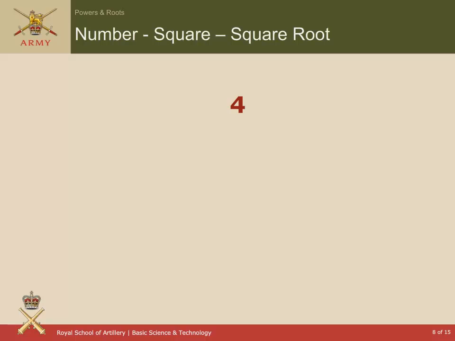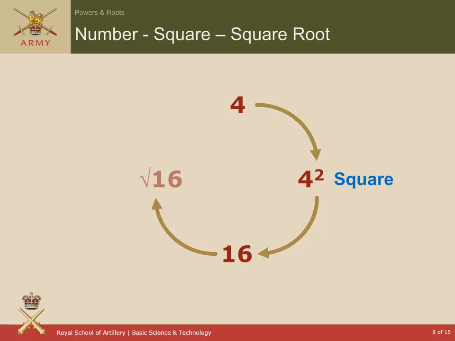This just shows the relationship between a number being squared, in this case 4. 4 squared is 4 with a little superscript 2, which gives 16, and then we can take something known as the square root, which takes us back to 4. So the square root is the number that when multiplied by itself gives us 16. So 4 squared is 16, square root of 16 is 4. There's a relationship between the two terms.